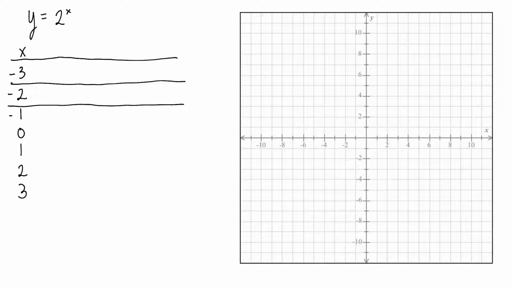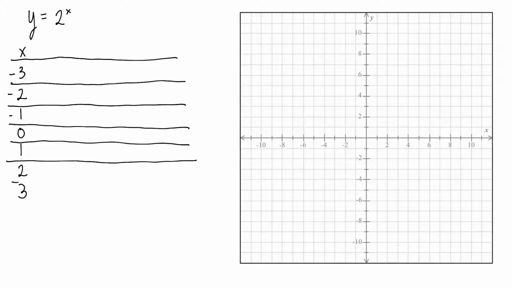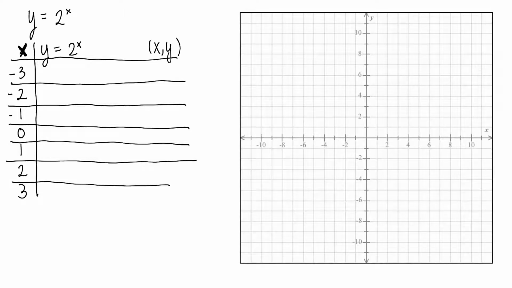And I'm sure there's a way for me to make nicer lines than this, but that's fine because the rustic look makes everyone happy, I'm sure. All right, there we go. So there's our x value. Our y value is 2 raised to the x. And then we're going to write the coordinate point x comma y so we can graph it on our beautiful graph.